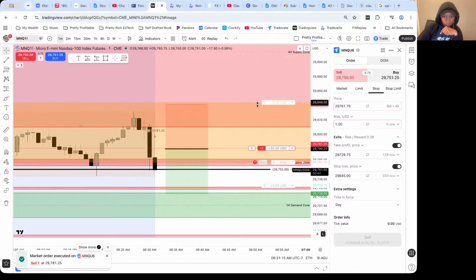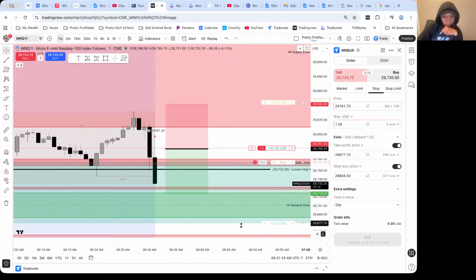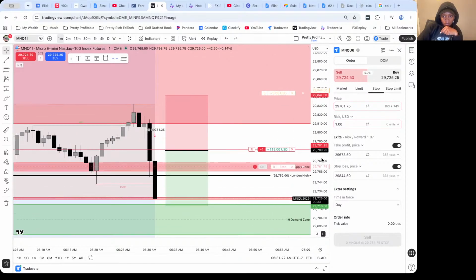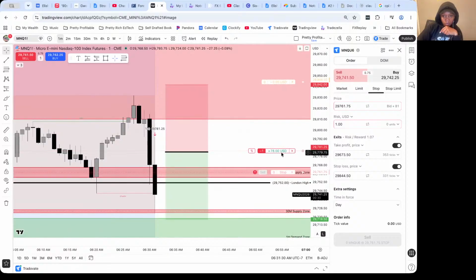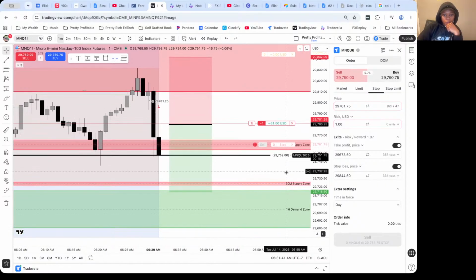So I got my stop here. Take profit. So we're here, we're seeing it, caught it, entered here. Now we're just seeing the trade play out. I caught it immediately on the open, which was good.